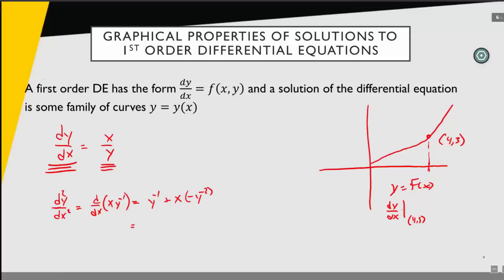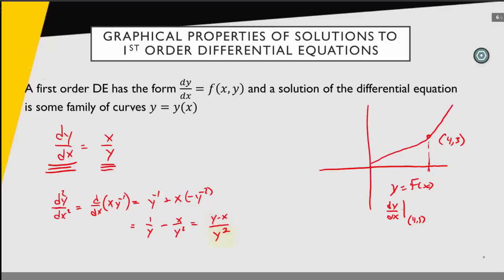And now I could clean that up a little bit. I have 1 over y here. I have minus x over y squared here. And putting these things together over a common denominator and then subtracting them, I would get (y minus x) over y squared. And so I can look at this expression, and this expression will tell me about the concavity of solution curves at different areas in my graph.